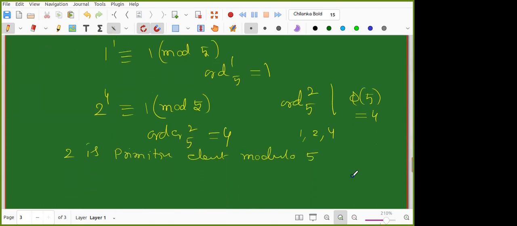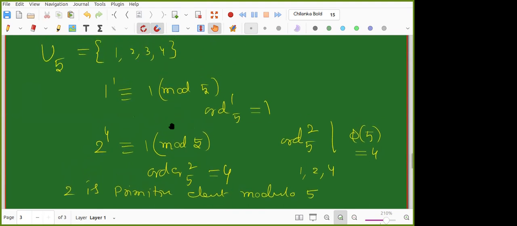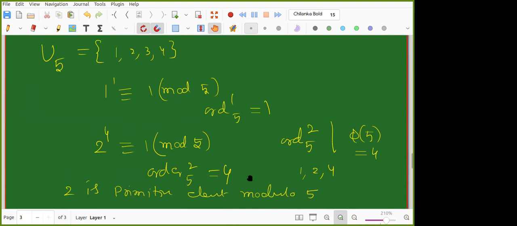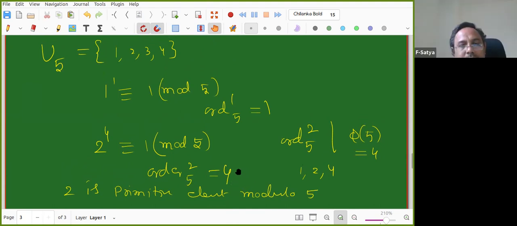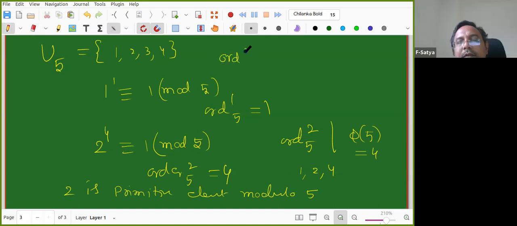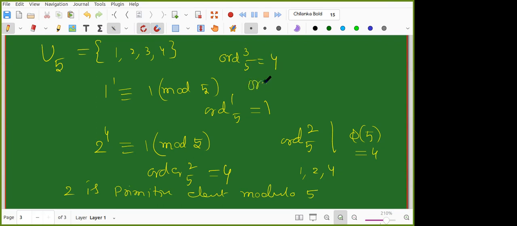Okay, so you're saying that out of 1, 2, 3, 4, if one of the elements divides phi of 5, then that becomes the primitive element. No, every element's order divides phi of 5, but it must be exactly equal to phi of 5. See, what is the order of 3? Tell me. That would be 3 to the power 4. That means the order of 3 modulo 5 is also 4 only. So 3 is also a primitive root.